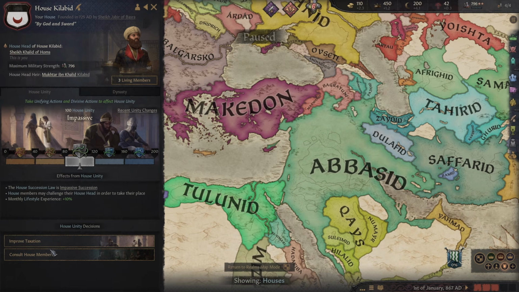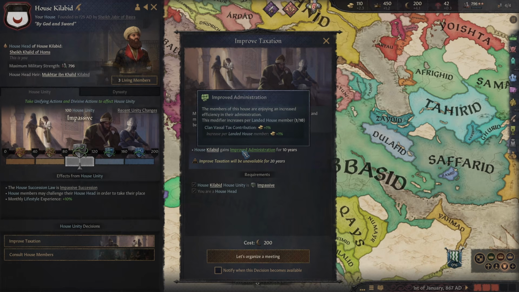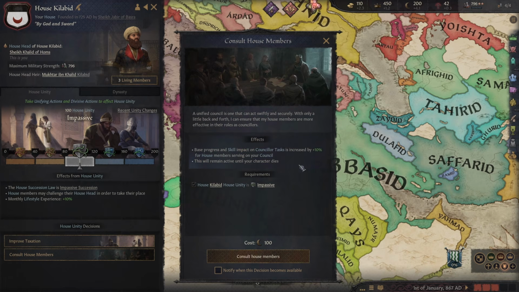The decisions for the impassive level are improved taxation, which improves vassal tax by 1% per landed house member, and consult house members, which improves your house member councillors.